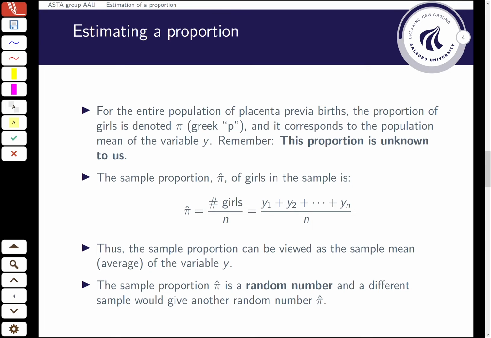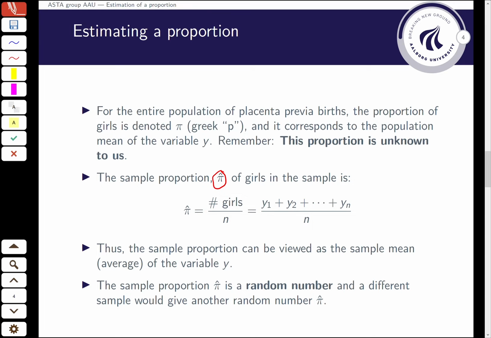And the sample proportion pi hat, indicated with this hat above the pi, is telling us that this is an estimate of the true population parameter that we're interested in. And to figure out an estimate of that, we just count how many girls we have divided by the number of births in total.